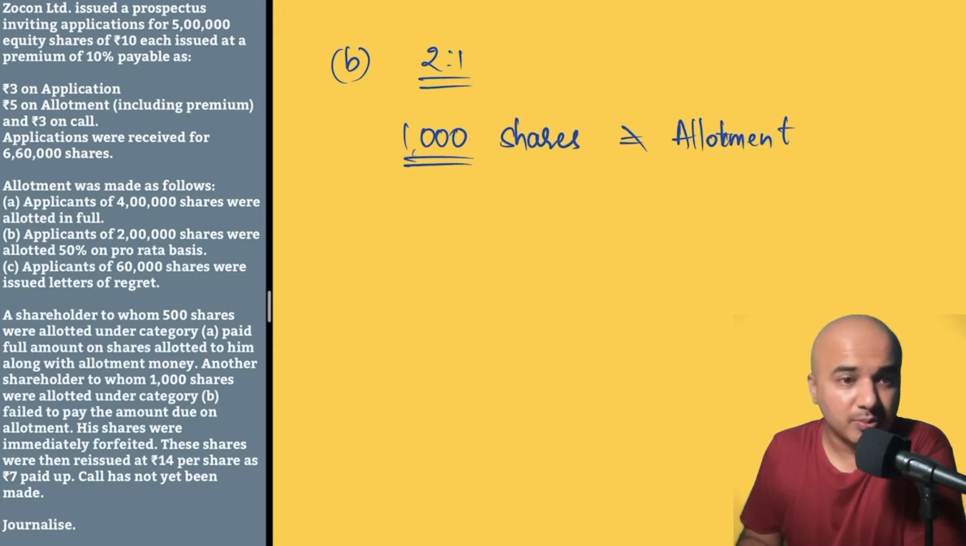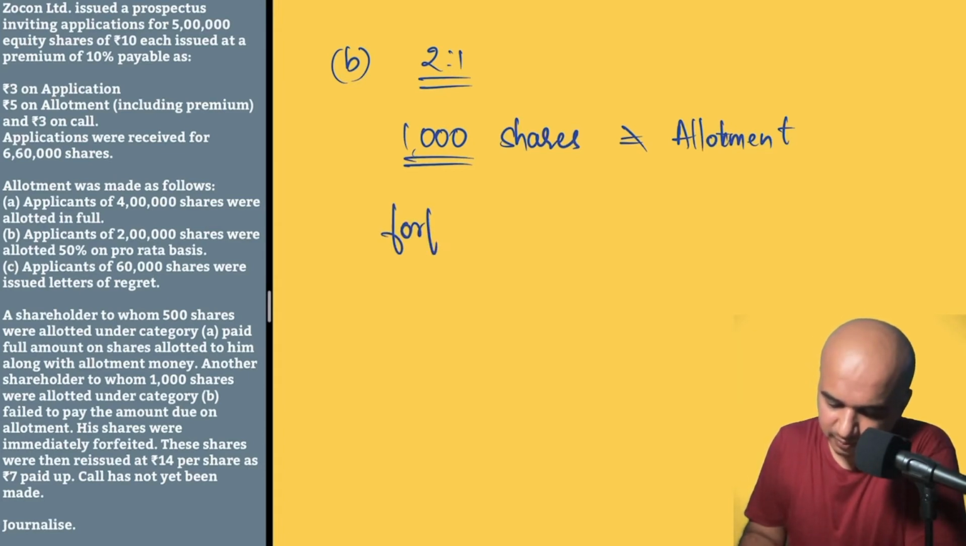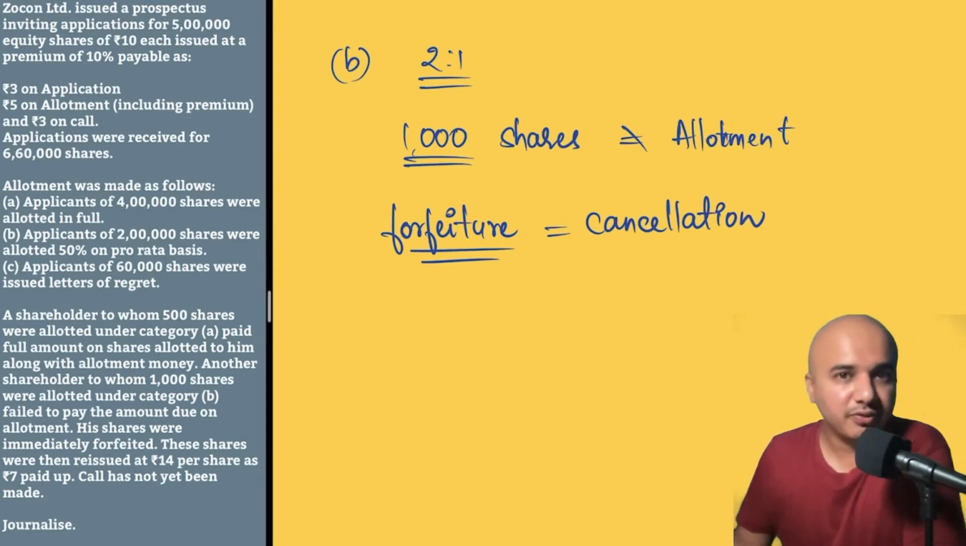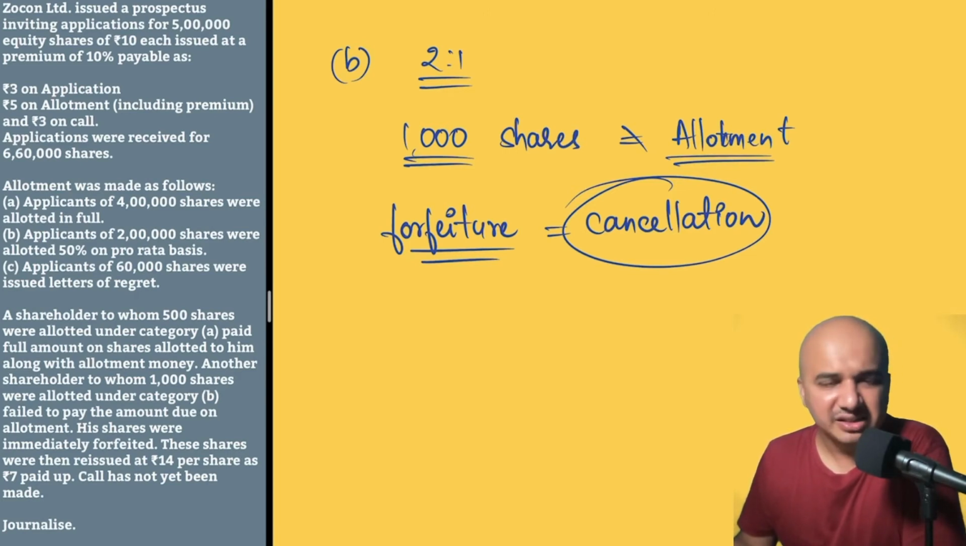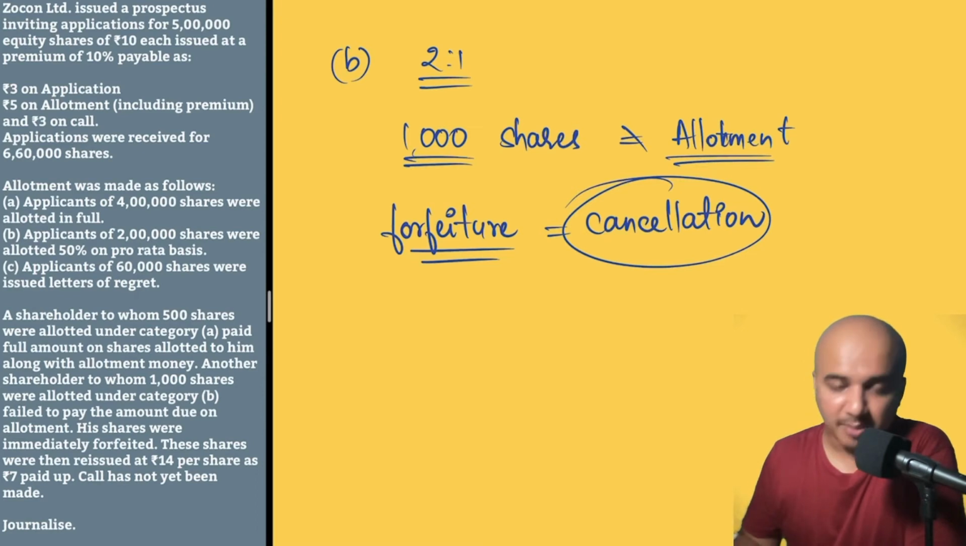So now they are talking about forfeiture. So what is this forfeiture? Forfeiture is nothing but cancellation of the shares. For what reason? Usually for non-payment of one of the installments. In this case, which installment is not paid? Share allotment is not paid. So therefore, we immediately cancel the person's shares. When we cancel the shares, we'll see what exactly we will do, but we'll come to that in a moment.